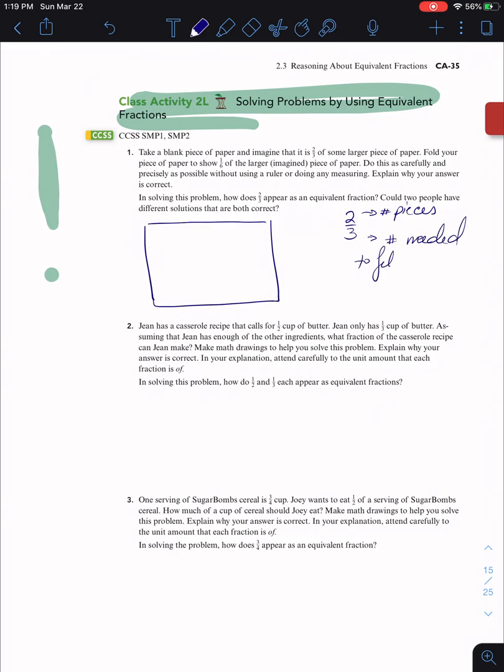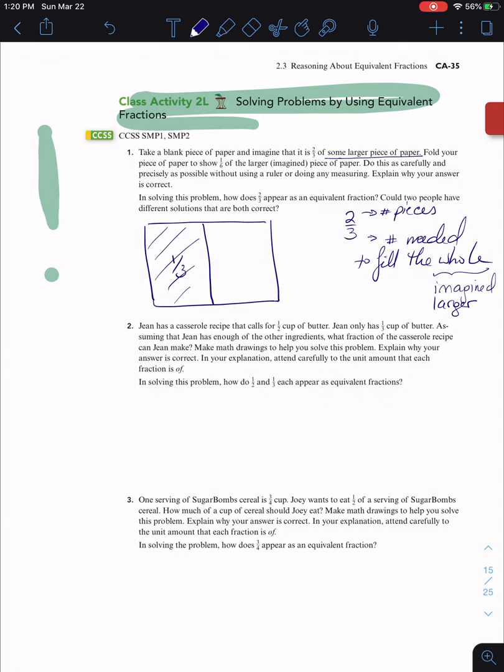to fill the whole. All right, so number of pieces that you have, number needed to fill the whole. So if you have 2 pieces in there, so it's actually made up of 2 pieces. Each one of them is 1/3 of the whole. Now the whole is our imagined piece of paper, some larger piece of paper. It's not the piece of paper that we see, but it's some larger piece of paper.